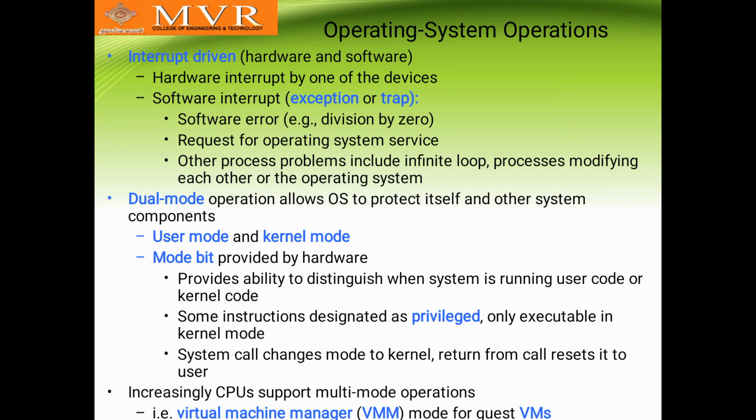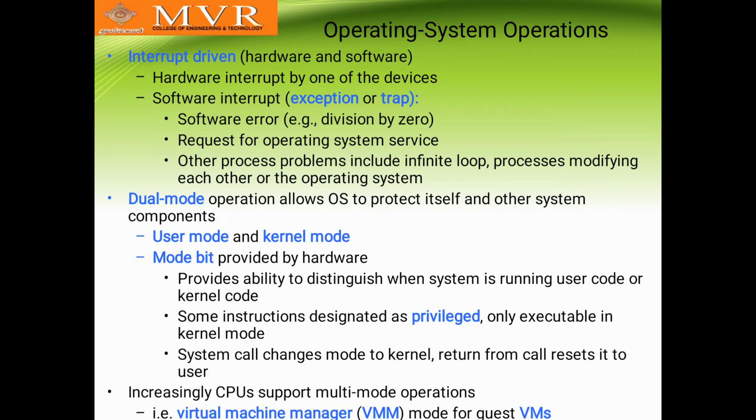In operating system operations, there are two operations: interrupt driven and dual mode. Interrupt driven has hardware and software. A hardware interrupt is raised by one of the devices, and a software interrupt is an exception or trap. A software interrupt occurs on divide by 0 or a request for an operating system service.